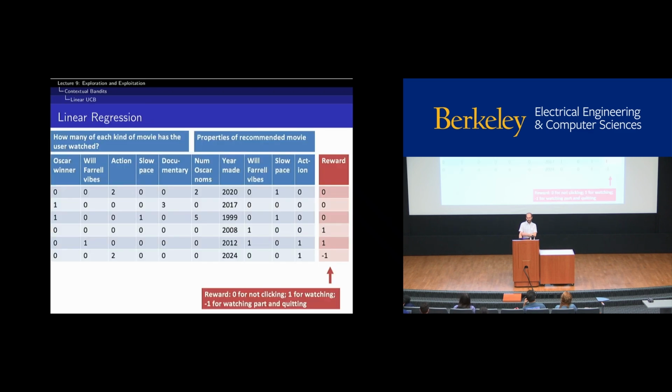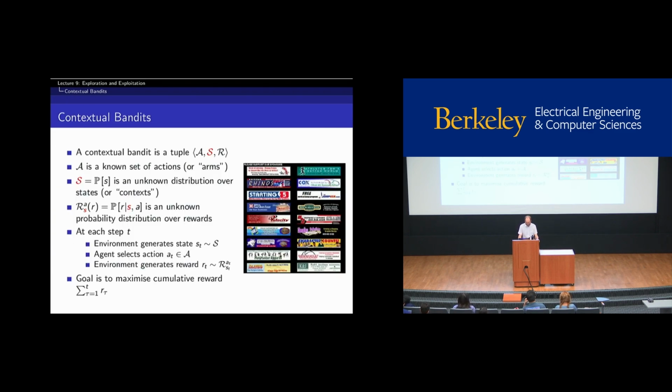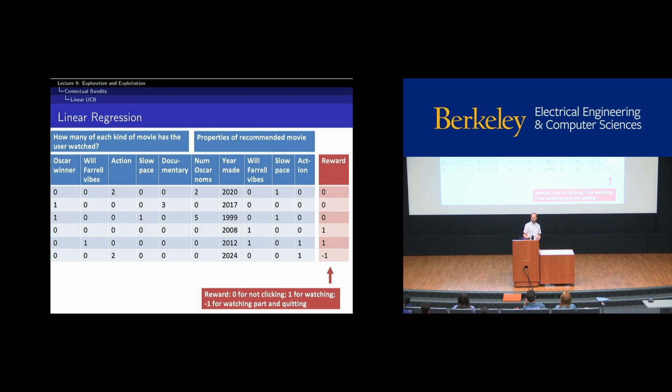So here is an example with showing movies. So let's say you're Netflix and you're trying to recommend different movies for people. So the state is which user is in front of you. The set of actions you're considering is actually very large. You could recommend any movie out of your whole library.